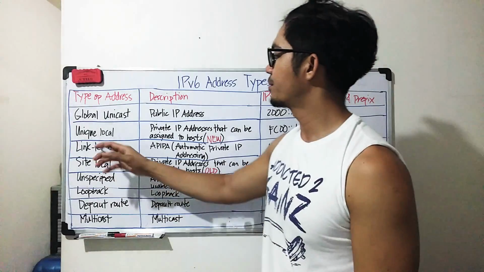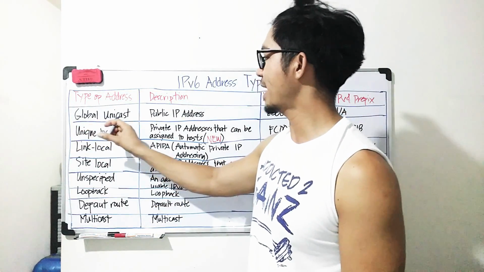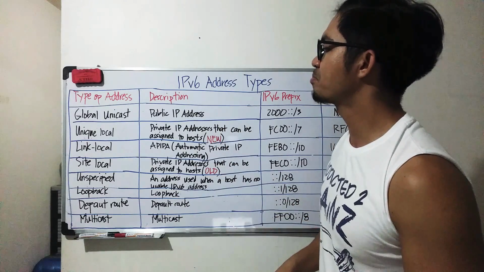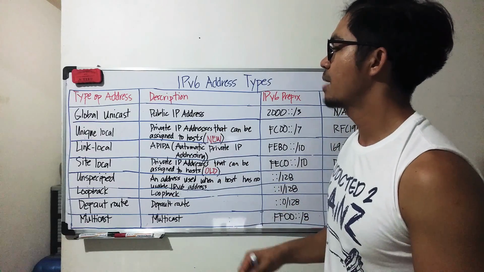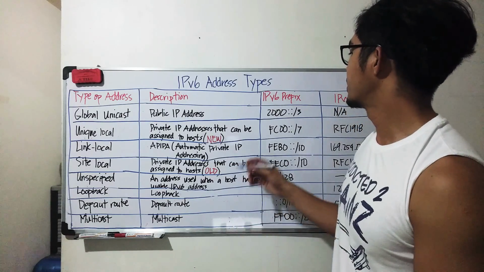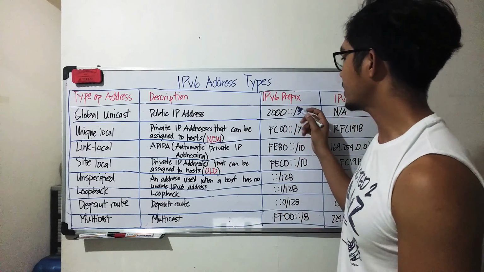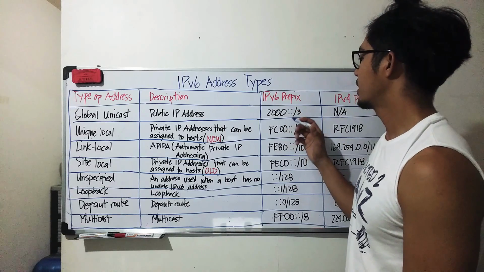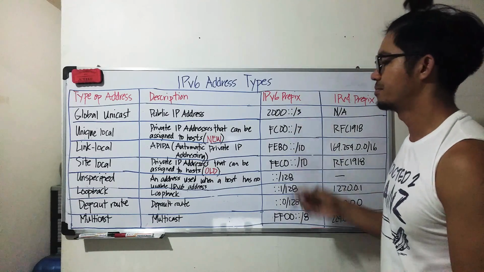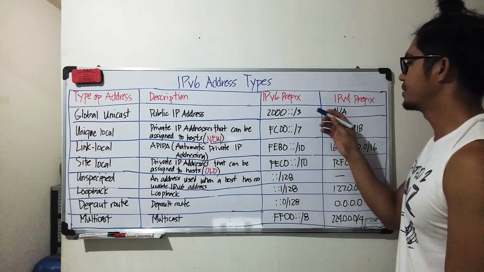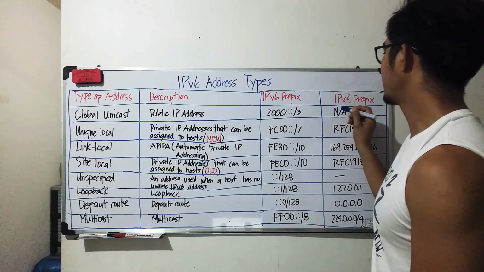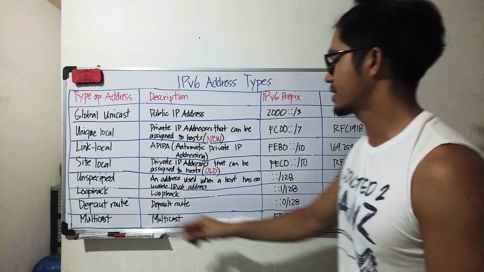So, global unicast. This is just similar to IPv4 public IP addresses, and this is a sample IPv6 address here. And of course, the equivalent IPv4 addresses would be the public addresses, right?